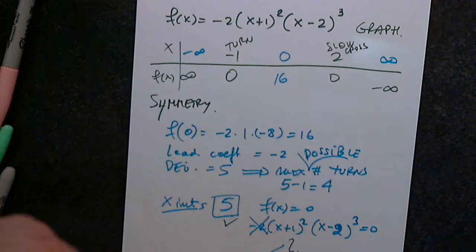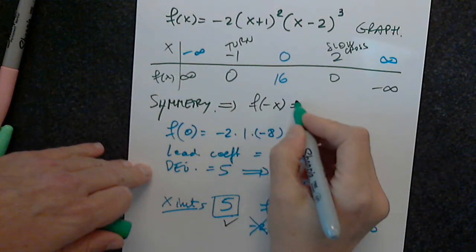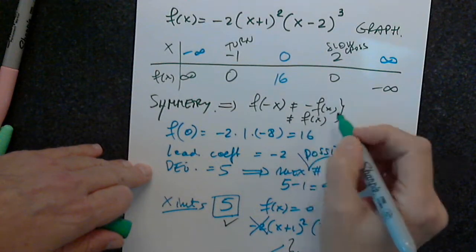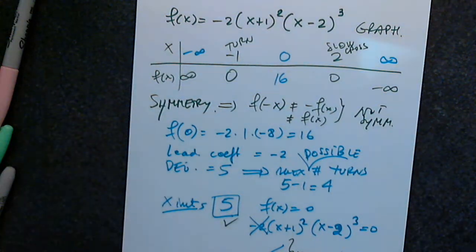And the last thing I'm going to write is about the symmetry, and I'll say f of negative x for sure does not equal negative f of x, and it does not equal f of x. Not symmetric. How do I know? Well, a function that turns at negative 1 and crosses at 2 is not symmetric with respect to anything: not the origin, not the y-axis. So don't waste your time, but you have to write something because the problem will ask.